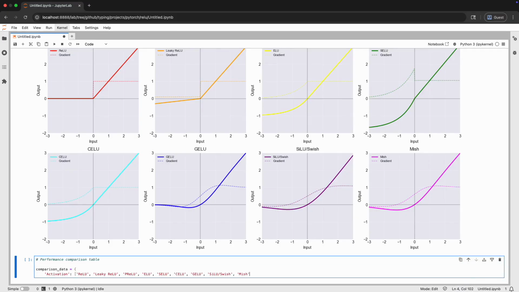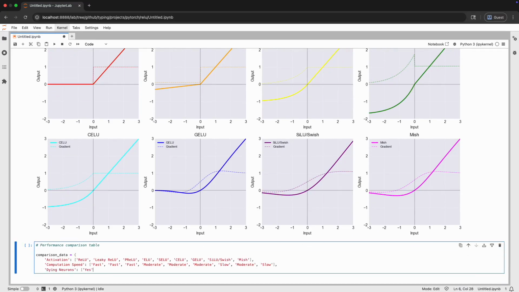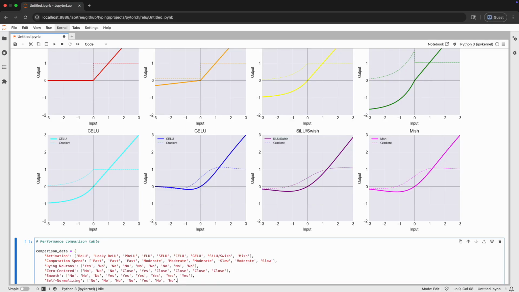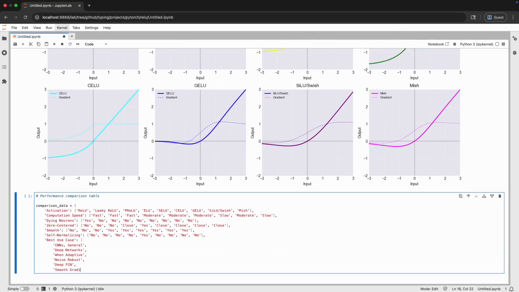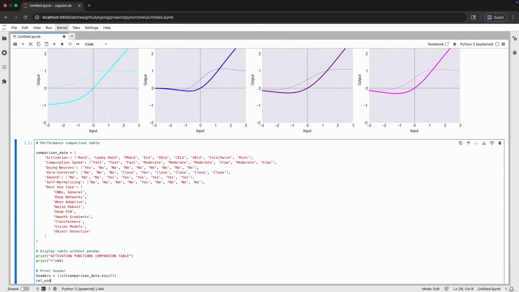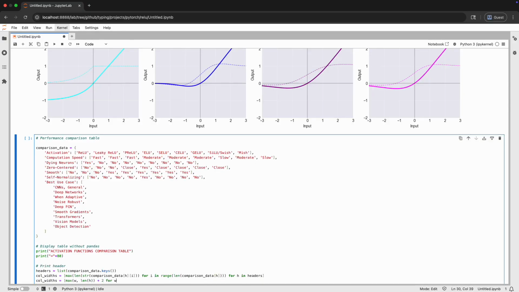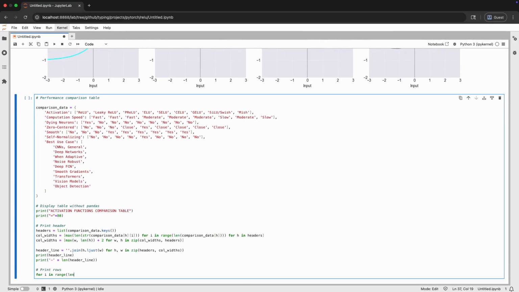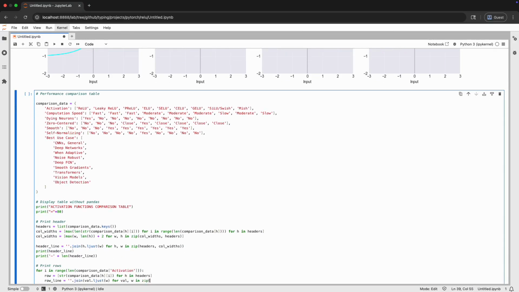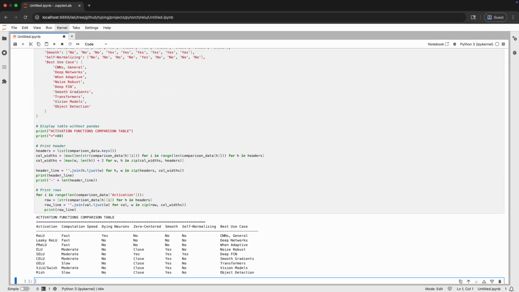Utility code. Now I'll create a detailed comparison table showing the key properties of each activation function. This includes computation speed, whether they suffer from dying neurons, if they're zero-centered, smoothness, self-normalizing properties, and best use cases. This comparison table provides a quick reference for choosing activation functions.